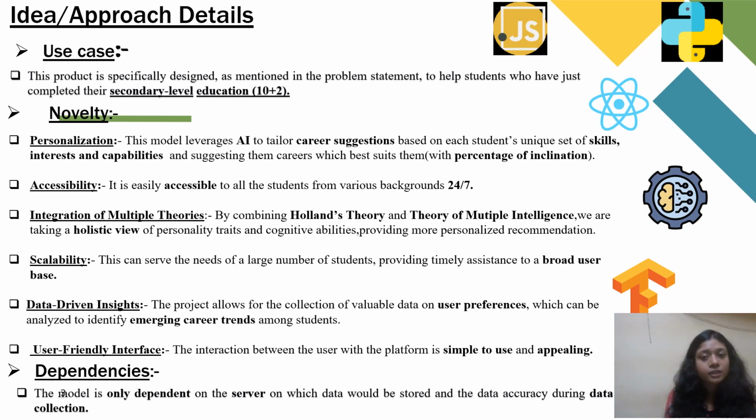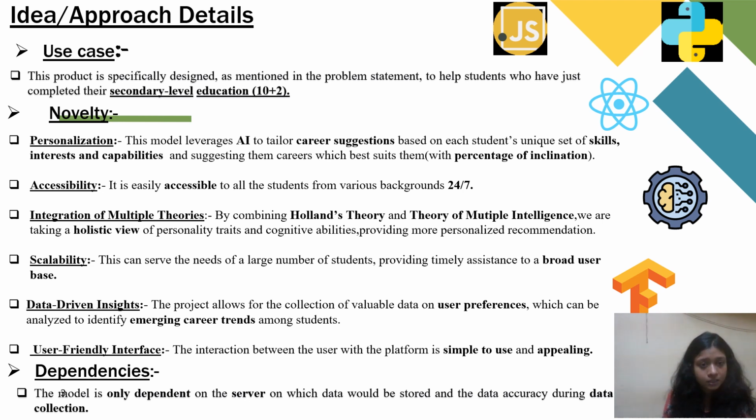This product is specially designed for all the students of the secondary level, that is 10+2, and can be upgraded from time to time based on the requirements and needs of the users. Now coming to the novelty. First is personalization. The career suggestions are based on each student's unique set of skills, interests, and capabilities. The suggestions also have the percentage of inclination, which gives the student a chance to work on the areas where they are lacking and to better themselves.